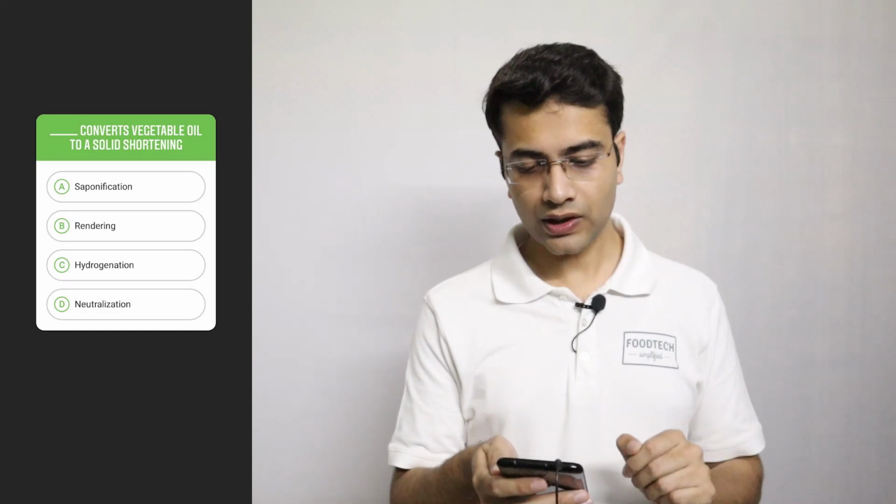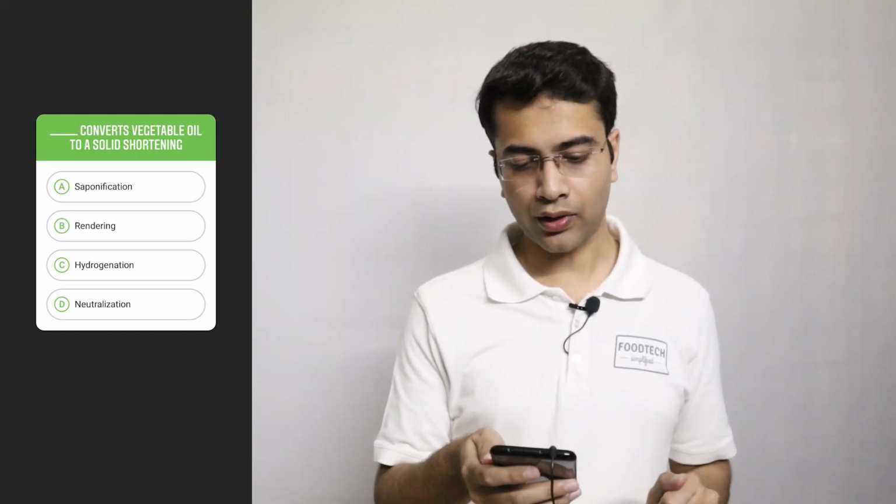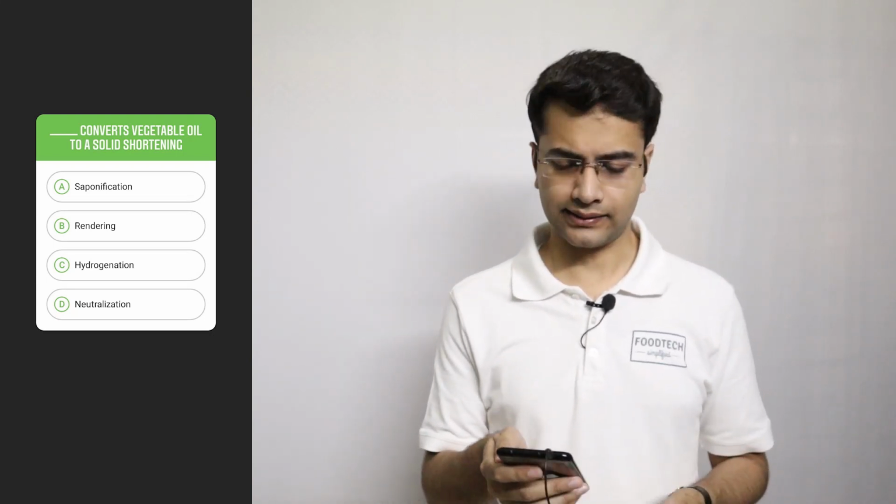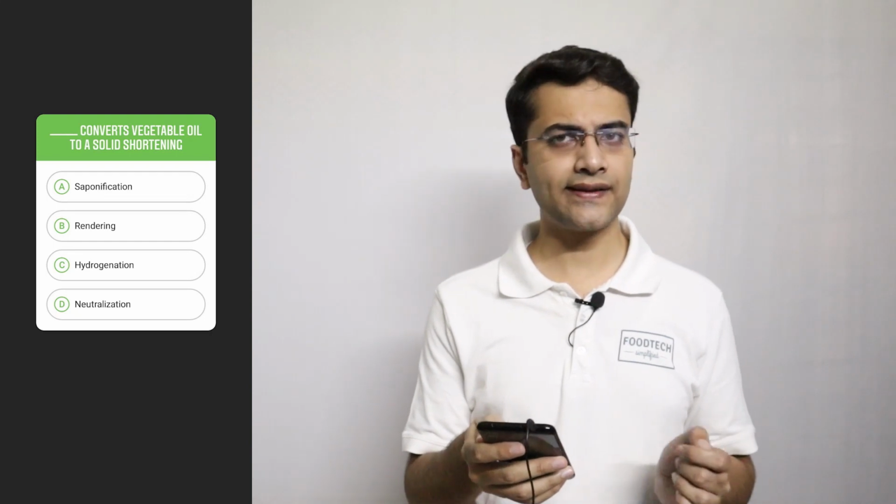Dash converts vegetable oil to a solid shortening. Option A saponification, option B rendering, option C hydrogenation, option D neutralization. Now the correct option, and this is also an easier question because most of you must have studied this in class 11th or 12th. So the correct answer is hydrogenation.